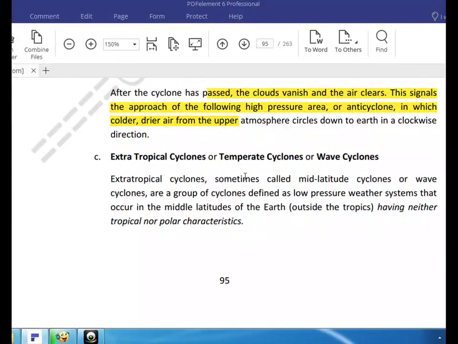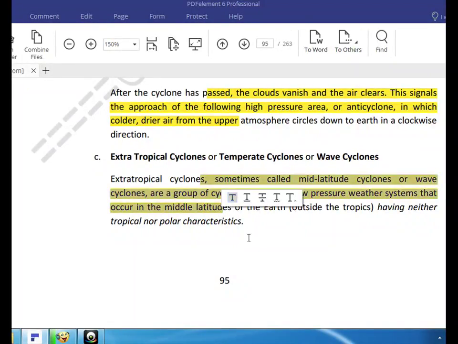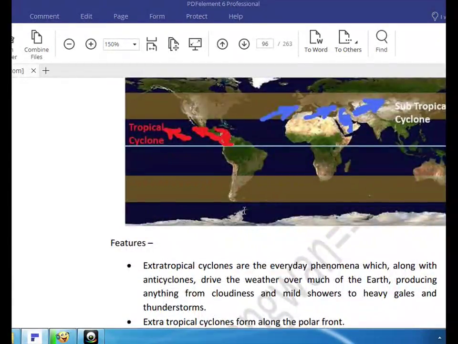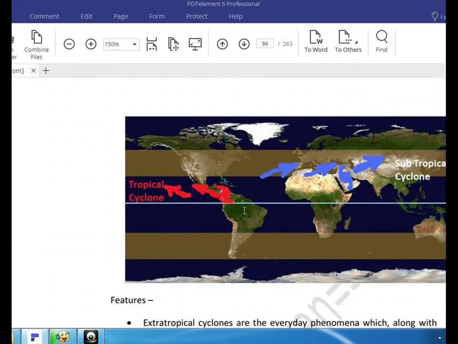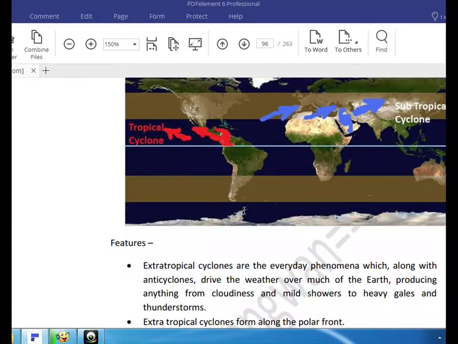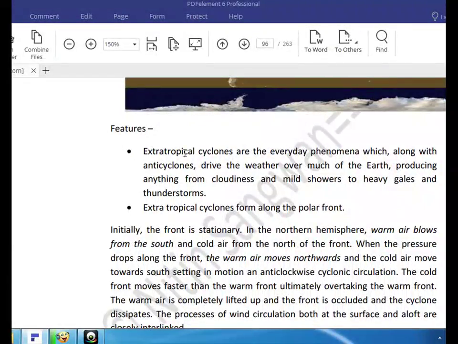C. Extratropical cyclones or temperate cyclones or wave cyclones. Extratropical cyclones, sometimes called mid-latitude cyclones or wave cyclones, are a group of cyclones defined as low-pressure weather systems that occur in the middle latitudes of the Earth outside the tropics, having neither tropical nor polar characteristics. Features. Extratropical cyclones are the everyday phenomena which, along with anticyclones, drive the weather over much of the Earth, producing anything from cloudiness and mild showers to heavy gales and thunderstorms.